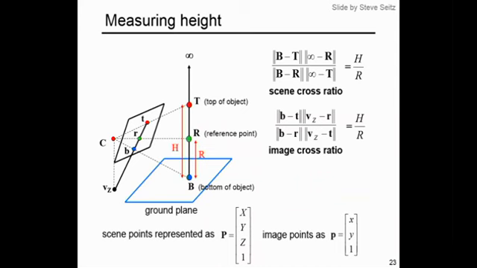Note that if the vanishing point were also at infinity, like in the other examples, then I would get the previous relationship where the 2D ratio is the same as the 3D ratio. But if your camera is tilted, then only the cross ratio is preserved, not the ratio.